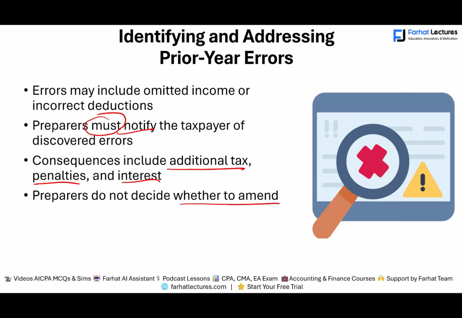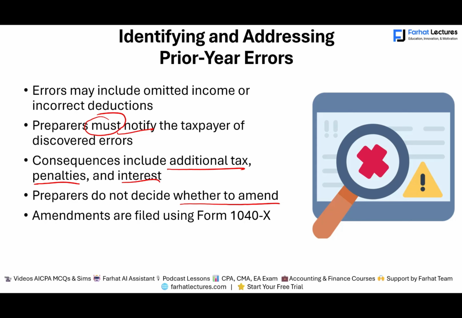Your job is to disclose. Disclose means you let them know what the error is and what are the consequences, and the decision to amend belongs to the taxpayer, to the client. So the taxpayer will choose whether they want to correct the error. What does that mean? It means they need to file an amended return, a form called 1040X. We'll talk about that later, but that's not your job.